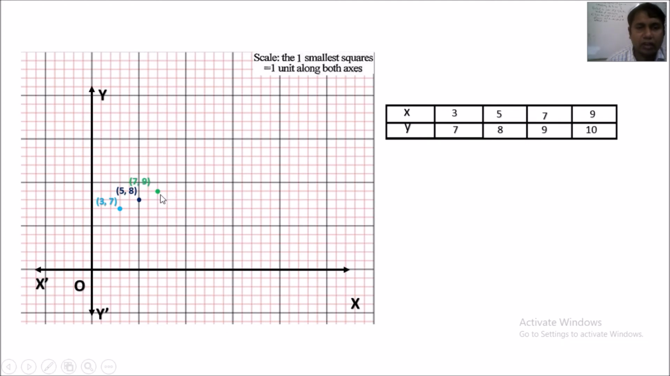Look, 7, 9. Then the next one is 9, 10. So x is 9: 1, 2, 3, 4, 5, 6, 7, 8, 9. Here x is 9 and y is 10: 1, 2, 3, 4, 5, 6, 7, 8, 9, 10. Here is 10. As you understand, we just make one smallest square equal to 1 unit along both axes. So this is our point 9, 10 by counting.